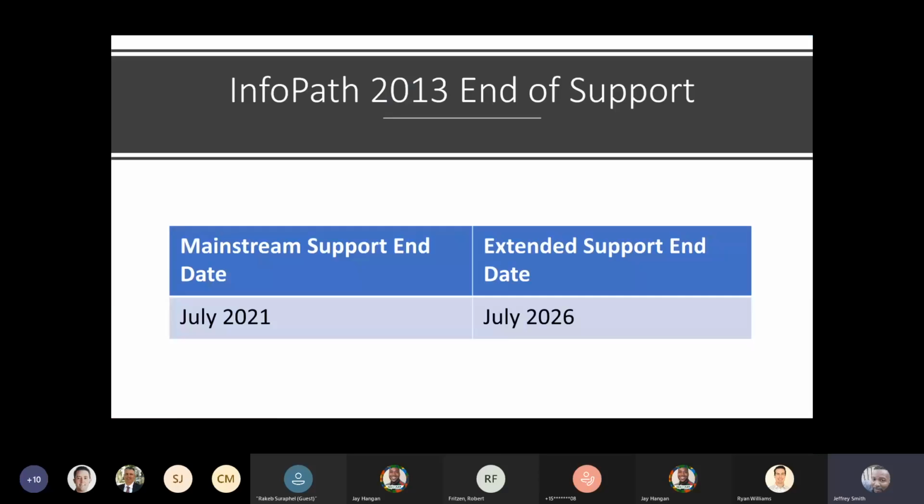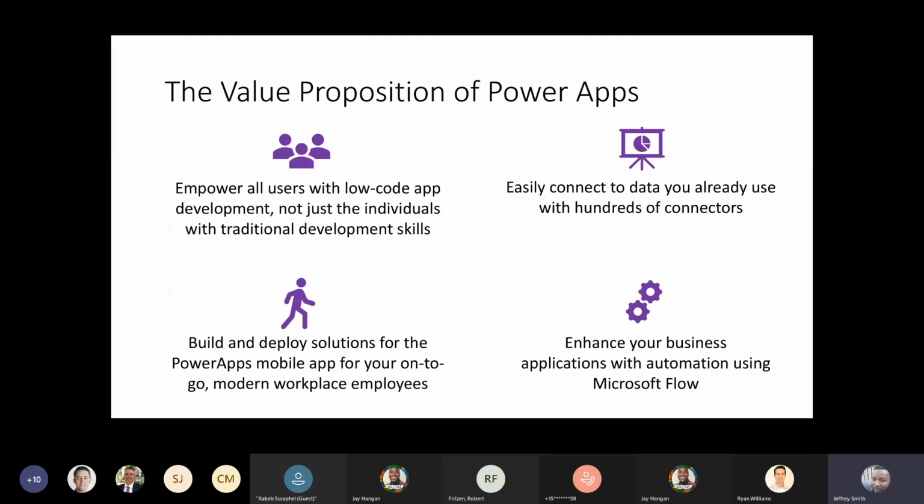All right, so what are some of the reasons to migrate? Well, we saw earlier, mainstream support ends a couple months from now. Extended support ends relatively soon. All right, and then of course the value proposition: Power Platform, not just Power Apps, empowers all users with low code. And in fact, it's not really even low code, technically speaking. It's called Power FX, which is very similar to Excel functions, what we'll see later in the presentation as well as in the demo, right?